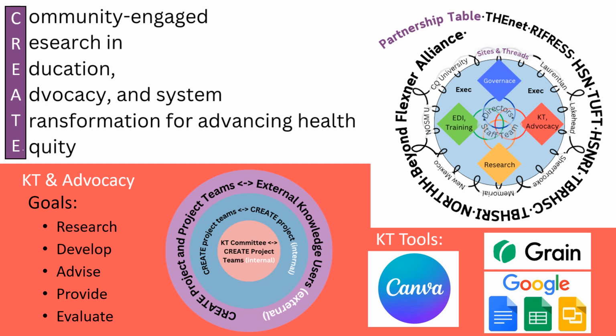Similar to the overarching CREATE project image that I just showed you, the KT and advocacy subcommittee has many overlapping layers, with KT transferring both internally and externally. At the core of the diagram here, we have the KT subcommittee and knowledge moving bidirectionally between themselves and the CREATE project teams. In the next circle, we have the CREATE project team sharing and taking information from the CREATE project. Both of these are happening internally. And lastly, we have the CREATE project and project teams sharing and accumulating knowledge from the external knowledge users, which would be an external transfer.